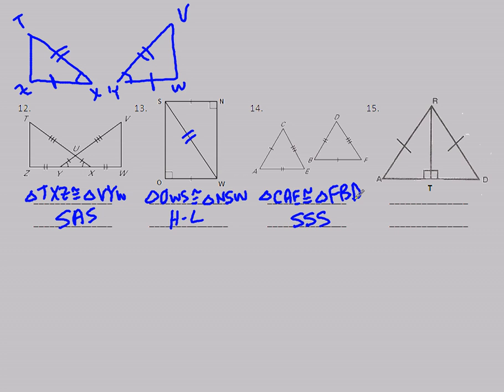Number 15. We should look again, do I have hypotenuse leg with a right triangle? And in this case I do again. There's your hypotenuse. There's the shared side for the leg. So hypotenuse leg is what we have. If I say triangle RAT, that means I'm going to have to go RVT. Triangle RVT.